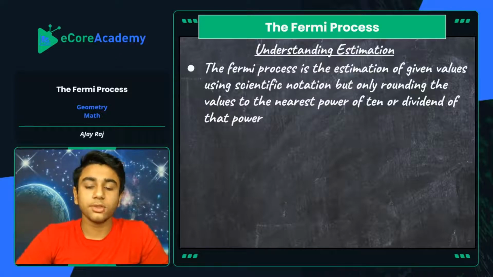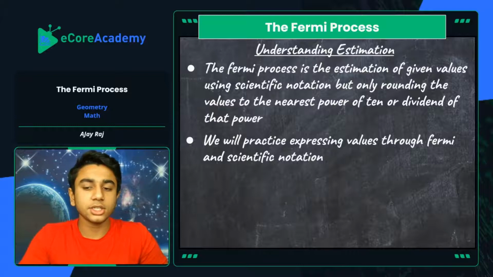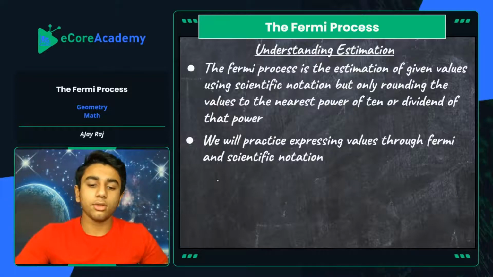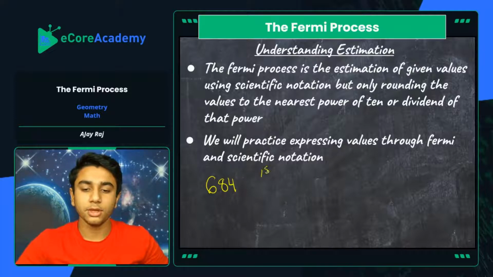So you're limiting yourself to the nearest power of 10, but you're not limiting your Fermi value, which is your integer that you're multiplying to that power of 10, which makes it a lot more complicated. But we will get into that more in our extended problems video. Let's try and understand the basics with basic integers first. We will practice expressing values through Fermi and scientific notation. So I'm going to give you another random value here. So we have 684 as our value. So we're going to try and estimate this in our first level Fermi, which is going to be our general Fermi.